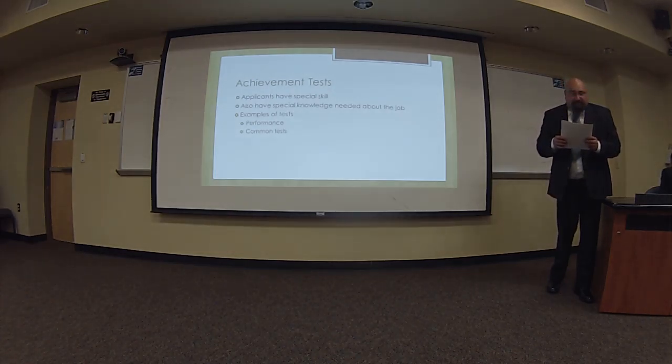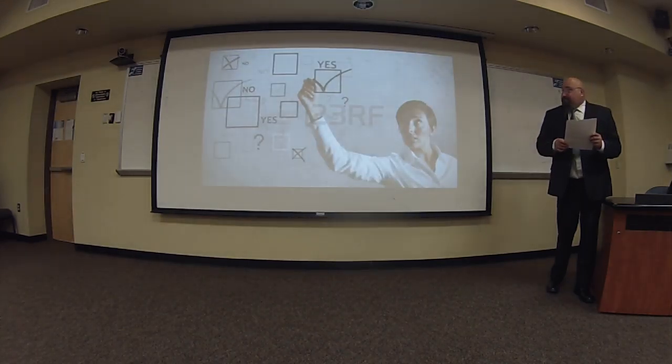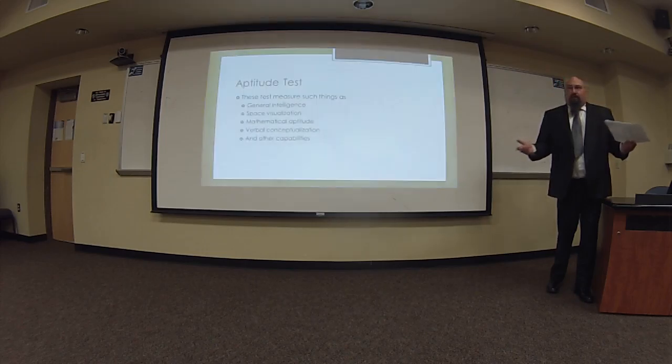The first is the achievement test. You use an achievement test to pick out the applicants who already possess a special skill or knowledge needed to perform a job, as opposed to an aptitude test, which assesses an applicant's potential to achieve. An achievement test determines what the applicant already knows. Therefore, achievement tests are usually the most reliable and valid at predicting actual job performance. And what kind of test should you use? Well, that depends on what kind of job or skill you're looking for.